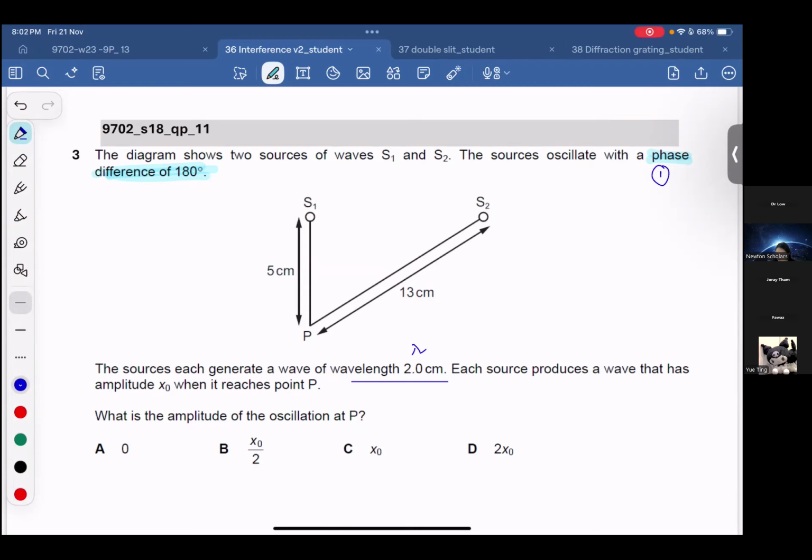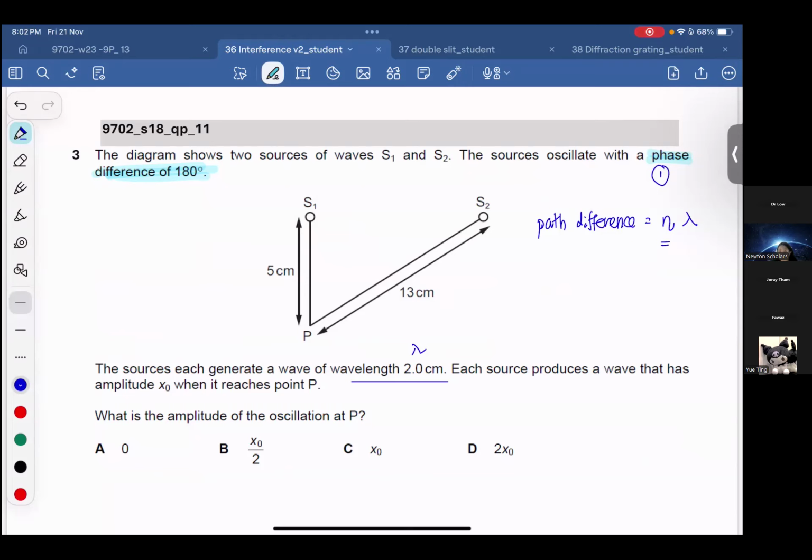Each source produces a wave that has an amplitude X0 when it reaches point P. They want to know the amplitude at point P when they meet up. How do we solve this question? Path difference is equal to n wavelengths. We want to know whether n is a whole number or not, so we just put n first.